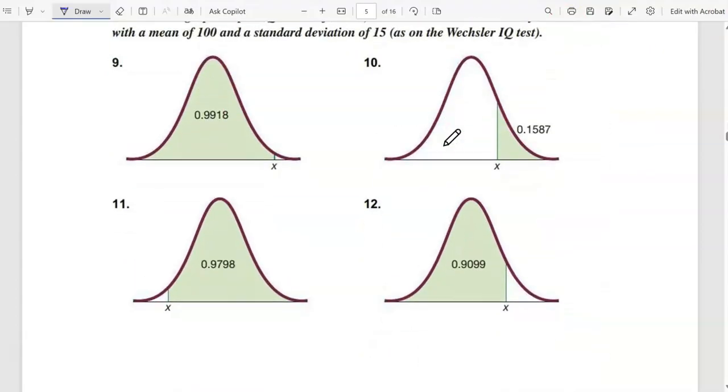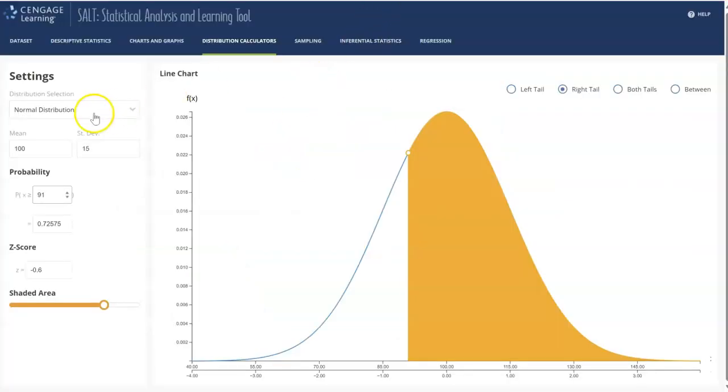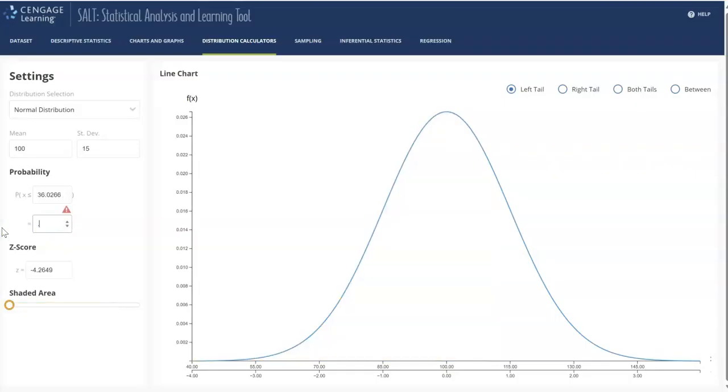Okay, let's do a couple more. Let's look at some of these. Now they're asking us for a z-score that's associated with a particular value. So I'm looking at the probability. I am shaded to the left, so less than. And I'm looking for this x value. I'll call it A. We don't know what it is. But I know that probability is 0.9918. So let's type in what we know. So we know the mean and the standard deviation. We are looking at the left tail, and we know the probability is 0.9918.